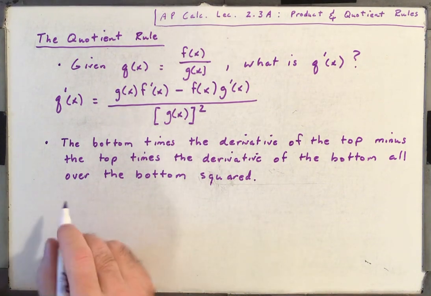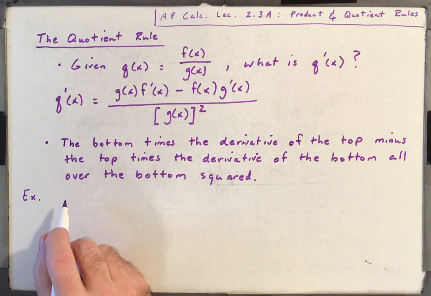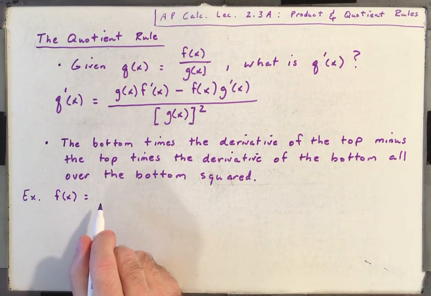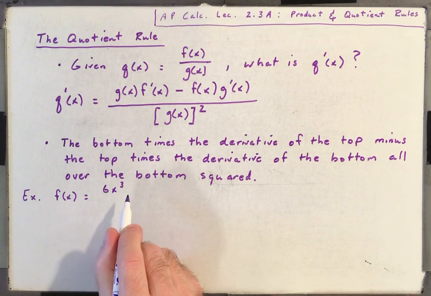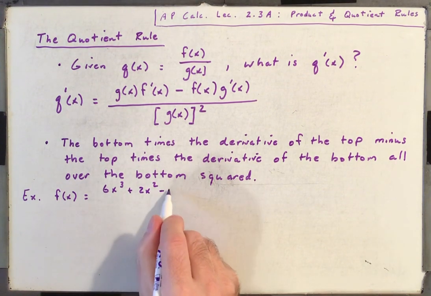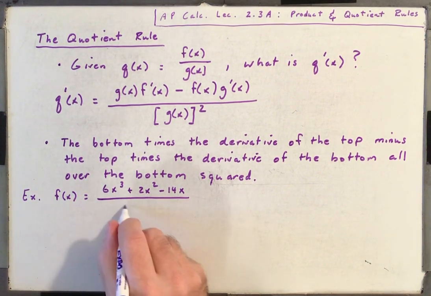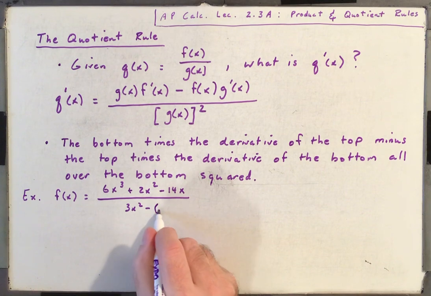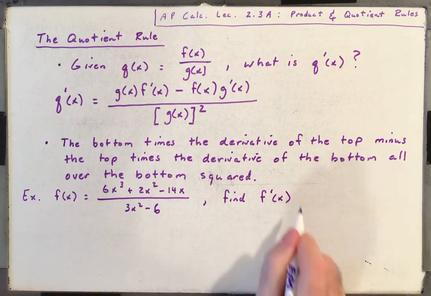Okay, so I tell you what, I am going to try to squeeze our first example. I've just got 2 examples of this. So let's say that f of x is equal to 6x cubed plus 2x squared minus 14x over 3x squared minus 6. We want to find f prime of x.